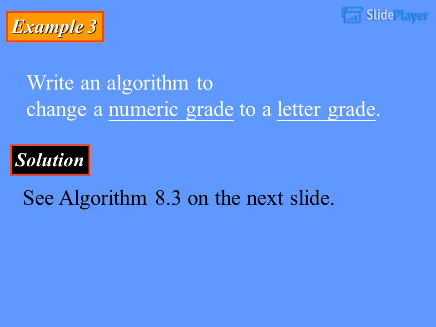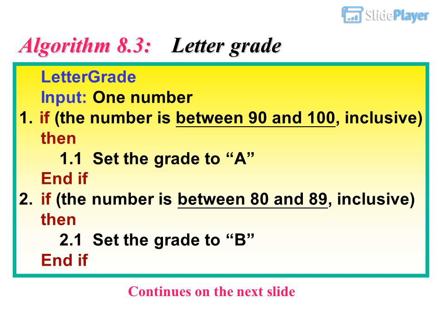Write an algorithm to change a numeric grade to a letter grade. Example 3. Write an algorithm to change a numeric grade to a letter grade. Solution. See Algorithm 8.3 on the next slide. Algorithm 8.3, letter grade. Input, 1 number. 1. If the number is between 90 and 100, inclusive, then 1.1 set the grade to A. End if. 2. If the number is between 80 and 89, inclusive, then 2.1 set the grade to B. Continues on the next slide.